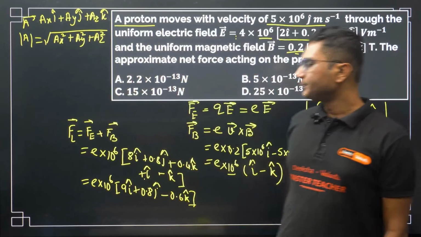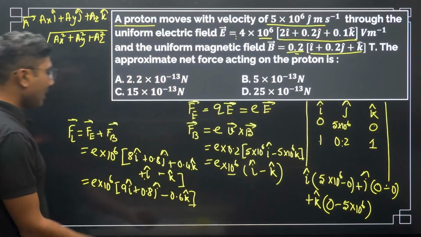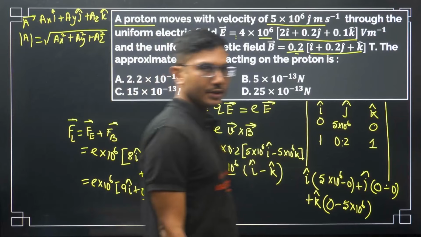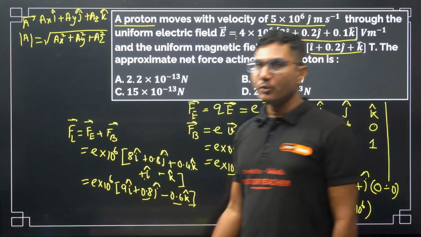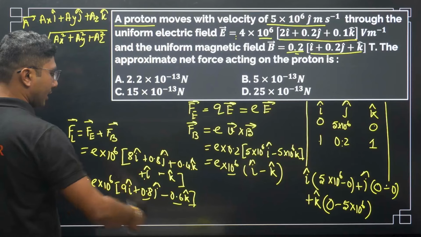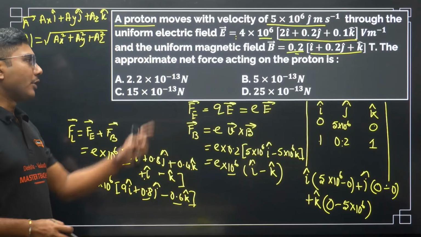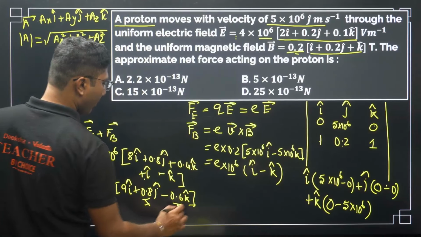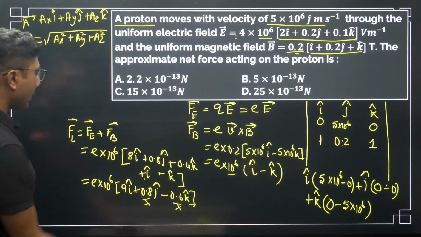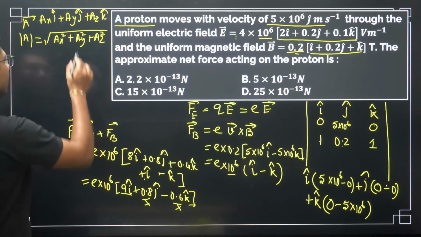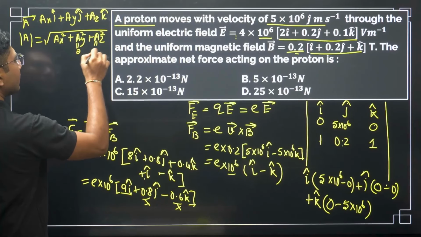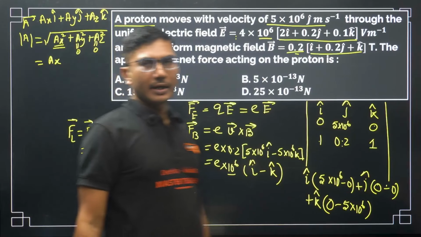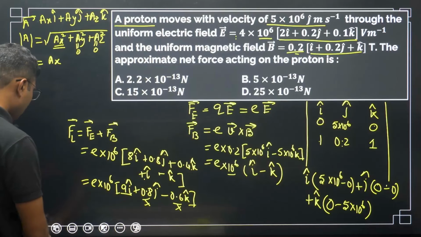Now in this case, it is very interesting to see that the coefficients of J cap and K cap are very, very small, 0.8 and 0.6. Because the question is about an approximate value, we can safely ignore these for now. We will only consider the 9. This one is almost 0, and this one is almost 0, so only Ax is the magnitude for this particular case.